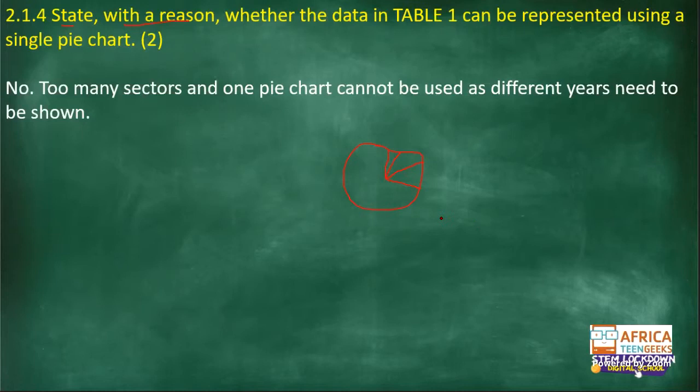You need to phrase it in such a way that it would make sense and it wouldn't cause the person reading your answer to question themselves. So it must be clear to the person you're explaining it to. But yes, you were correct, Lisedi. Too many sectors and one pie chart cannot be used as different years need to be shown.